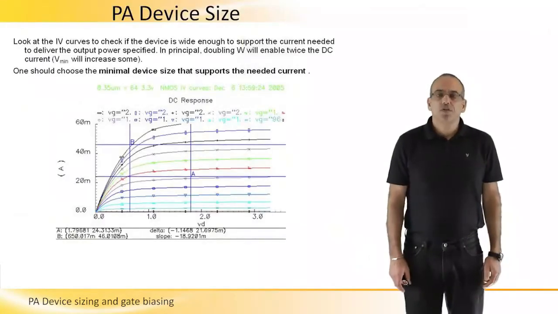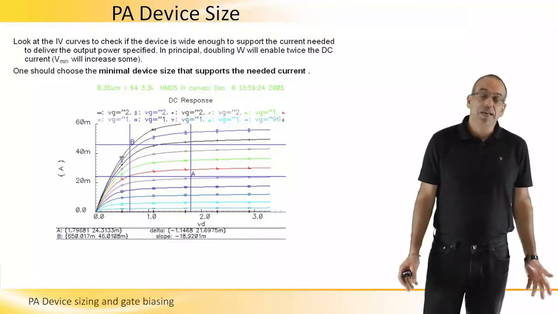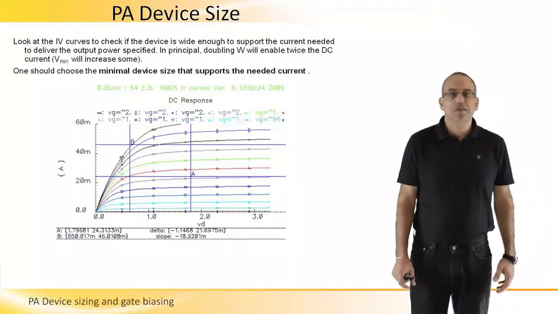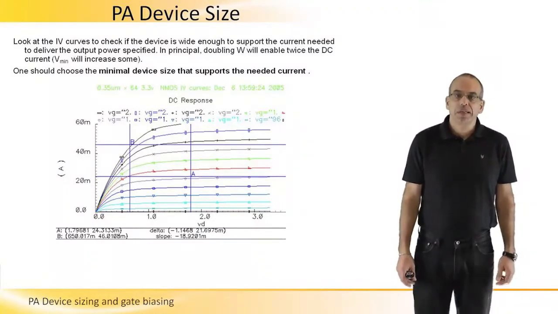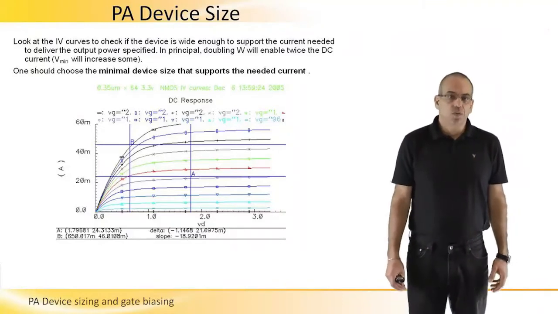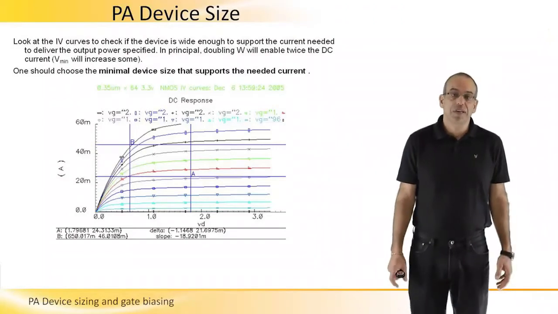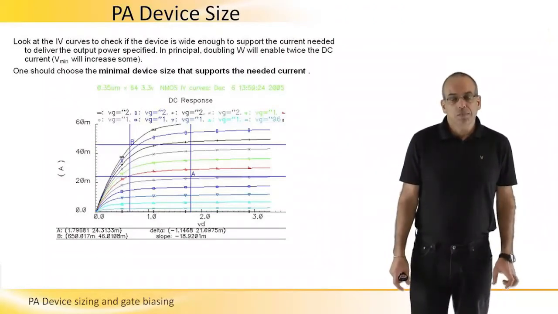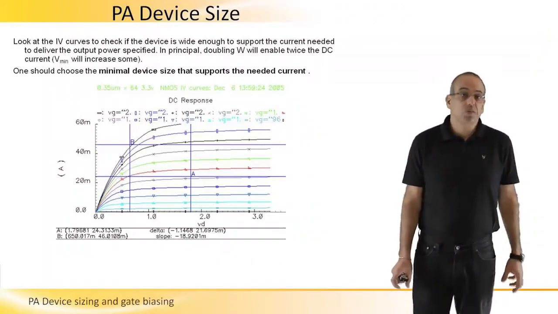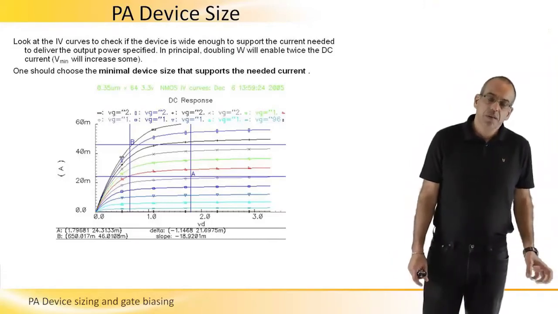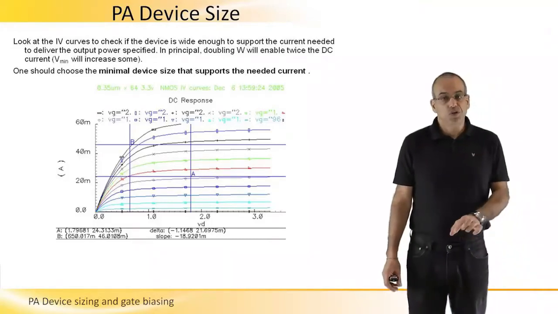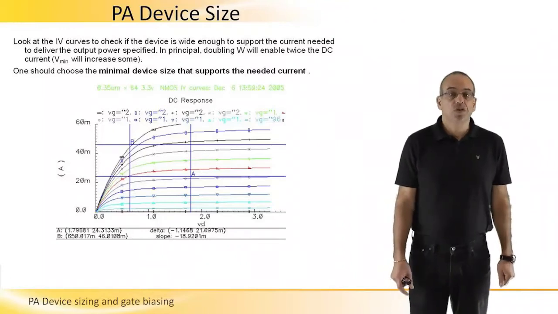So usually one of the first steps when designing any circuit, but definitely a power amplifier, is device selection. We based our explanation so far about the PA on a common source transistor, but we didn't pay enough time to how we choose the transistor.